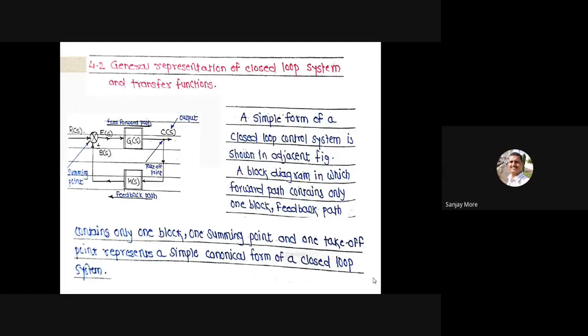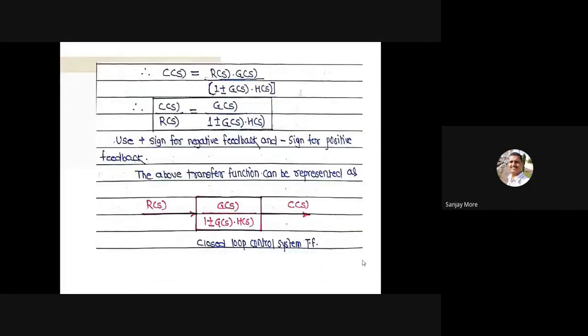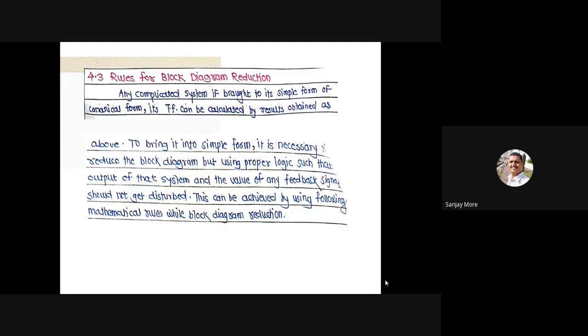So in the last lecture, we studied the general representation of a closed loop system and its transfer function. That output is here, the closed loop control system transfer function. Today we are going to start the next point, rules of block diagram reduction. Give the heading, rules of block diagram reduction.